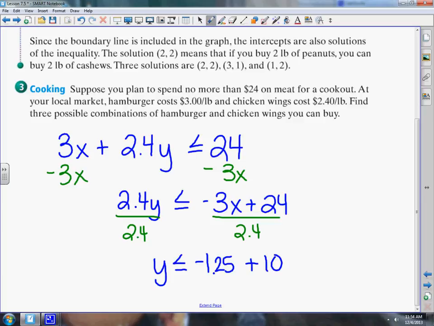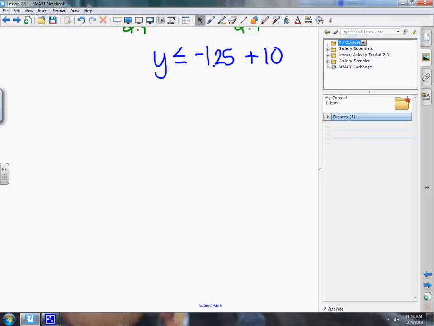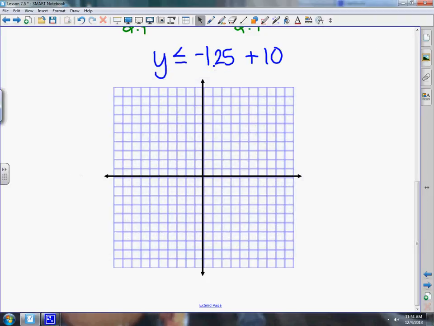So now you have your equation. So now you're going to draw your graph. I'm just going to grab one from here. Okay, I'm going to go to 10 and I'm going to make a dot. 1, 2, 3, 4, 5, 6, 7, 8, 9, 10. And I'm going to go over 1, down 1 1/4. This is going to be a solid line. So I know that this point right here, 0, 10, is a solution.